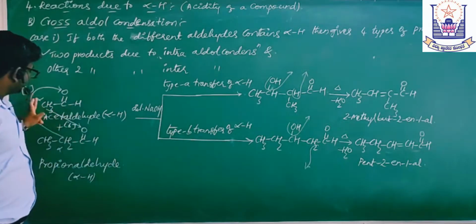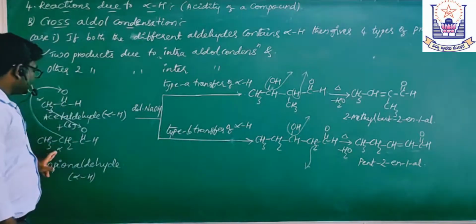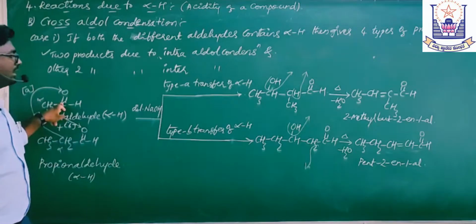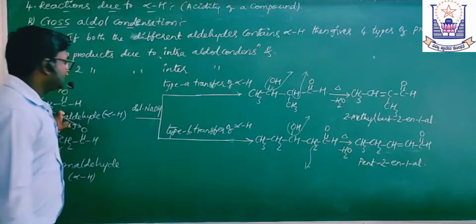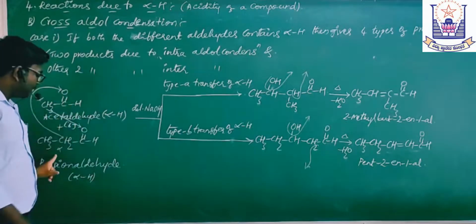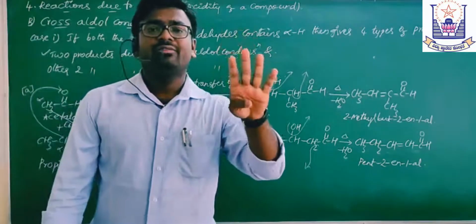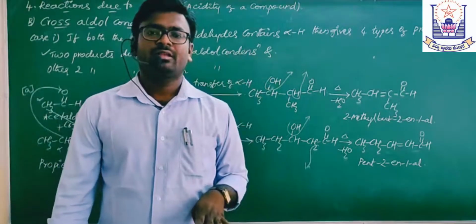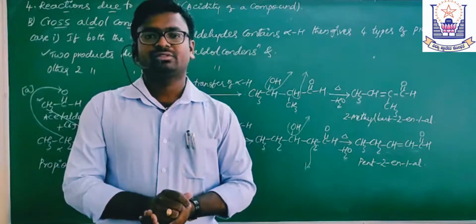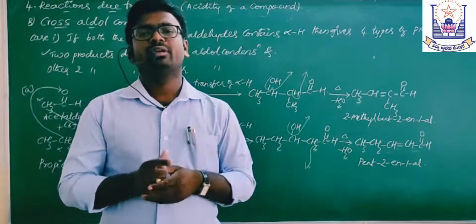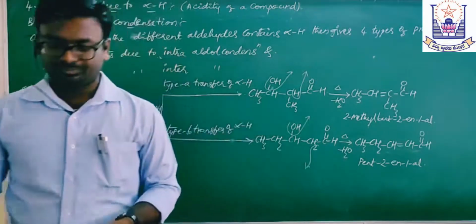If alpha hydrogen transfers from here to here, this is type B, this you get. If alpha hydrogen transfers from propionaldehyde to acetaldehyde, that is type A, you get this product. And due to intra, that is acetaldehyde with acetaldehyde one product, propionaldehyde with propionaldehyde one product. Totally you are going to get 4 products when you take two different aldehydes with alpha hydrogen atoms. Okay, this you need to remember, and it is very important for the examinations also.